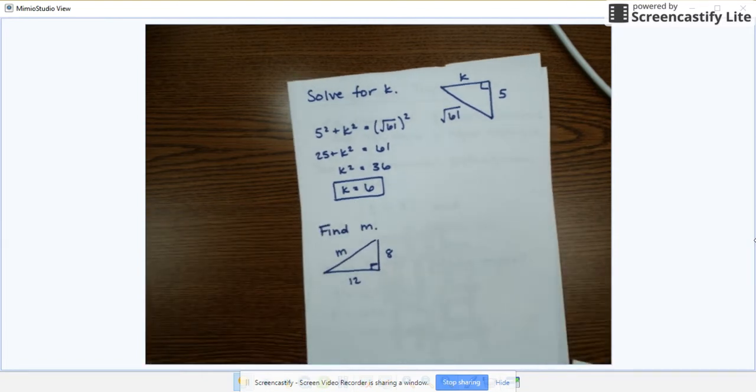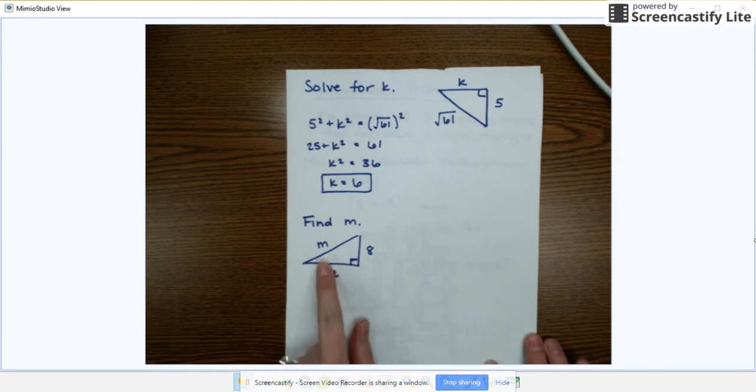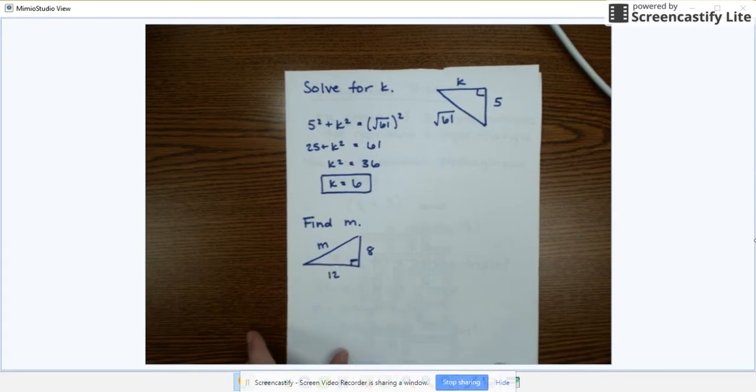I want you guys to go ahead and use the Pythagorean theorem to find m. So set up your equation and solve for m.